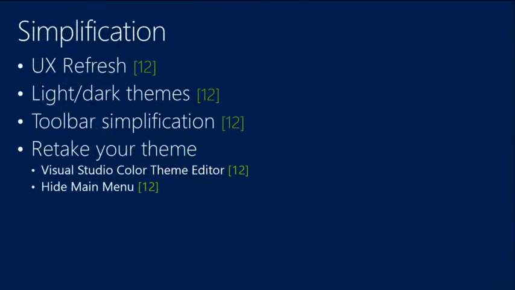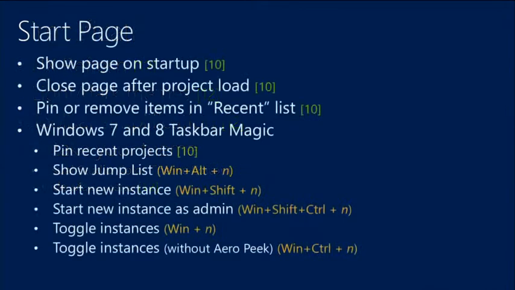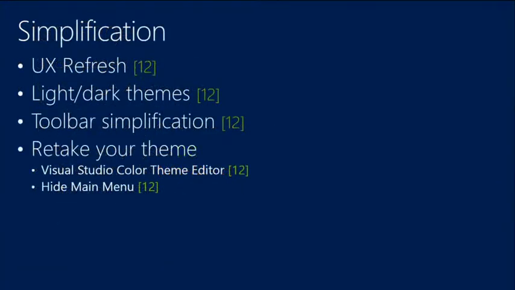My favorite of those is the one that says Show Jump List, right there in the middle, that Win Alt plus N, N being the one-based number representing the item on the taskbar. That's fantastic for opening up Visual Studio. I love that. Remember, that's not zero-based. It's one-based, like Visual Basic.